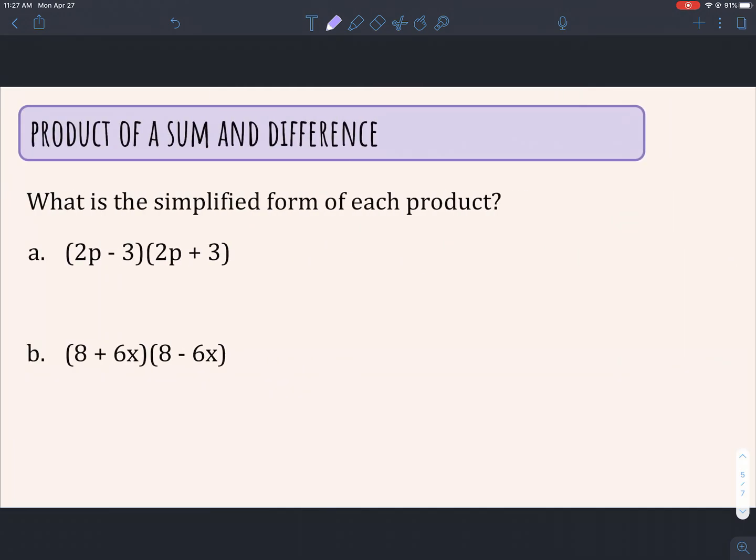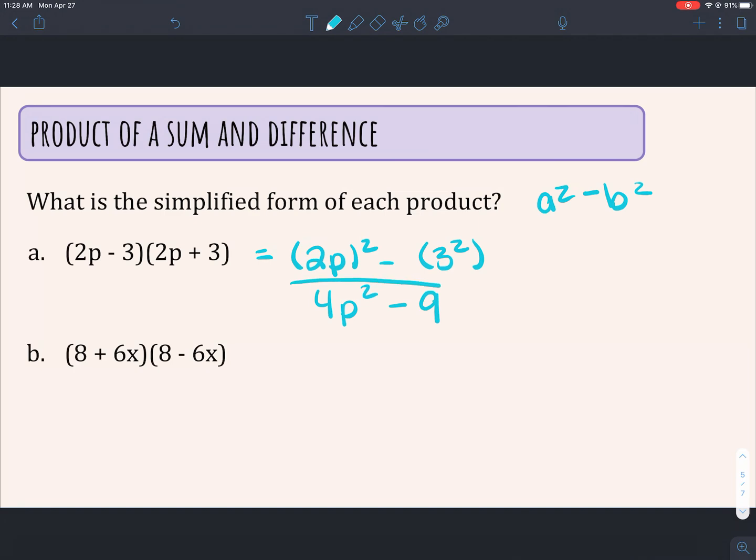So I could do the same process here. I know that it is going to equal, I'll write this over here, a squared minus b squared. So my a squared is going to be my 2p squared, and then my b squared is going to be my 3 squared. Okay? So 2 squared gives us 4p squared minus 9.